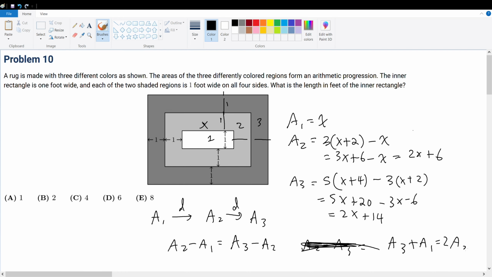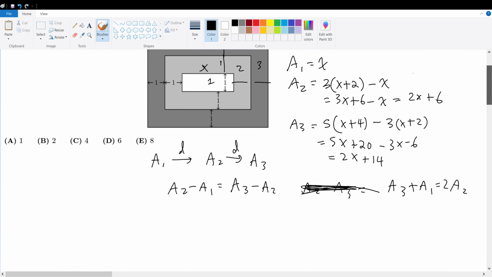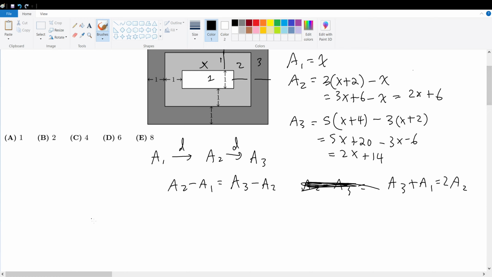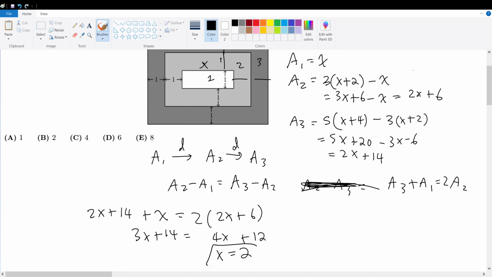And so we have all the values for each of the areas, and so let's just plug it in. The area 3 is 2x plus 14, and area 1 is no more than x, which is equal to 2 times area 2, so it's 2 times 2x plus 6. And now we just simplify it. This is 3x plus 14 is equal to 4x plus 12. And so if we subtract 3x on both sides, x is equal to 2. If x is equal to 2, that will be the length, and therefore your final answer will be answer choice B.